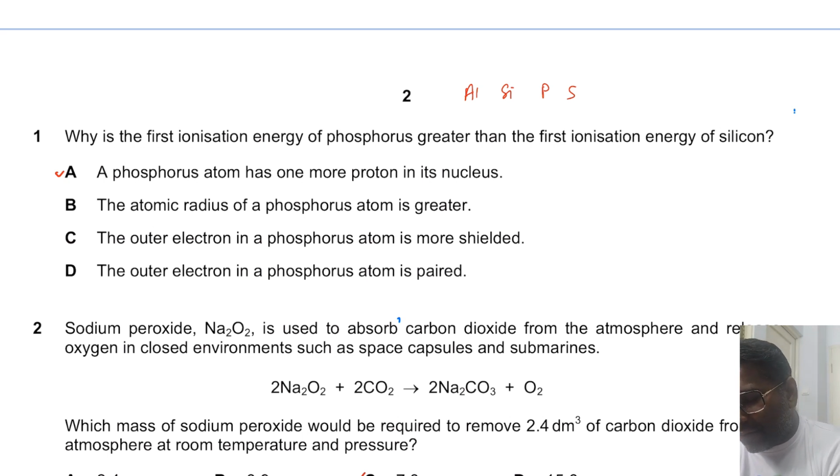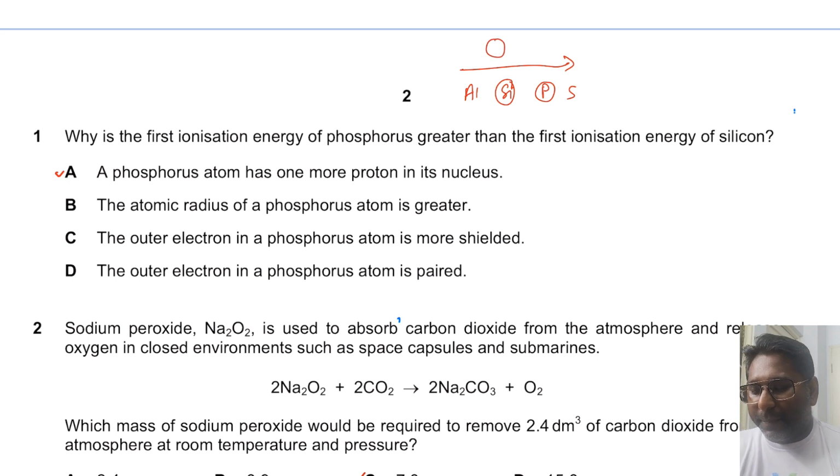So if you look at phosphorus compared to silicon, when you go across the periodic table, we know that the atomic radius becomes smaller and smaller. So this is one of the things that you can remember. So when they become smaller, you can see the phosphorus atomic radius is smaller compared to silicon. So therefore, this statement is wrong.